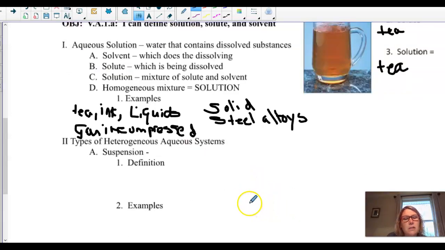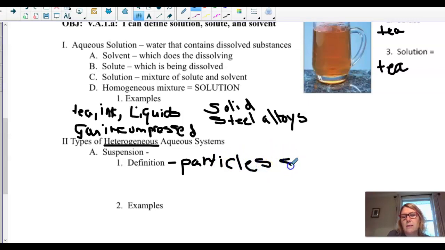Other types of heterogeneous aqueous systems are called suspensions. A suspension is a heterogeneous mixture, so that's the difference here. And we know heterogeneous means you can see particles floating in it. You can actually pull the particles out physically with your hands. Basically a suspension is where particles settle out. So you can see the particles, but they settle out to the bottom.